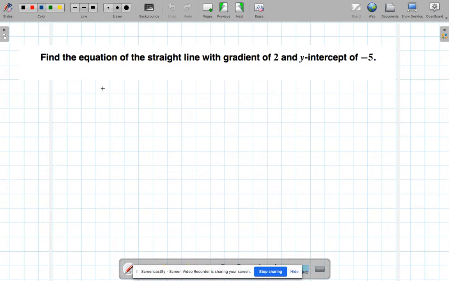The last one's probably the easiest of the 3 questions in this video. Find the equation of a straight line with a gradient of 2 and a y-intercept of negative 5. So y equals mx plus c. The gradient, m, is 2. The y-intercept is negative 5. So the graph is just y equals 2x minus 5.